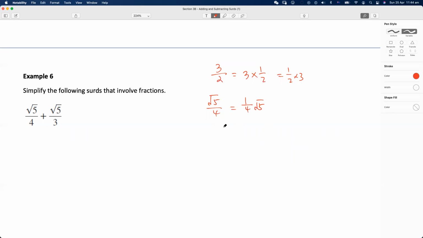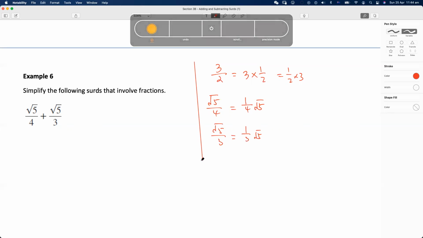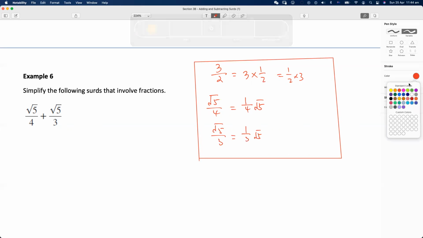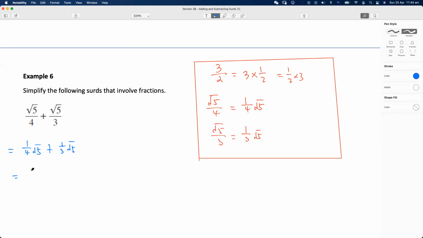And square root of 5 over 3 could be written as 1 over 3 times the square root of 5. Okay, I'm going to box this, make this in a box because that's some side notes. Okay, we're going to apply this idea here. So we've got 1 over 4 square root of 5, which I got from here, and plus 1 over 3 square root of 5. So they are like surds now. So we just use 1 over 4 plus 1 over 3. I can put the brackets because I know I'm going to do an extra step on that, and square root of 5.